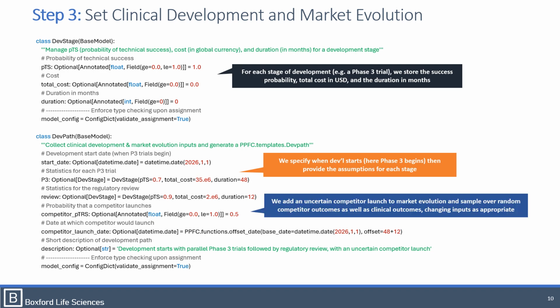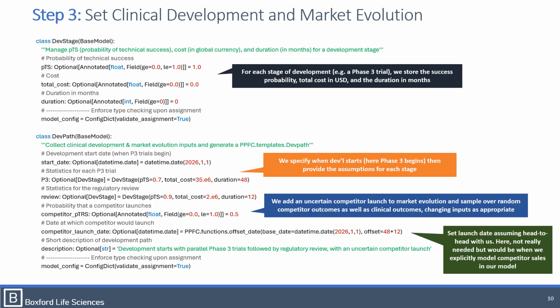We also then add an uncertain competitor launch that has a 50% probability of launching, and we also specify here the date. In this case, we have it as an offset based on the same development time from the same start date as we do for our own drug. Now, we really don't, in this case, need to say specifically when the competitor launches, but in other models, we might actually model not just our drug, but also each one of the competitor drugs as well, particularly when we have an opportunity for second-line use after those drugs.